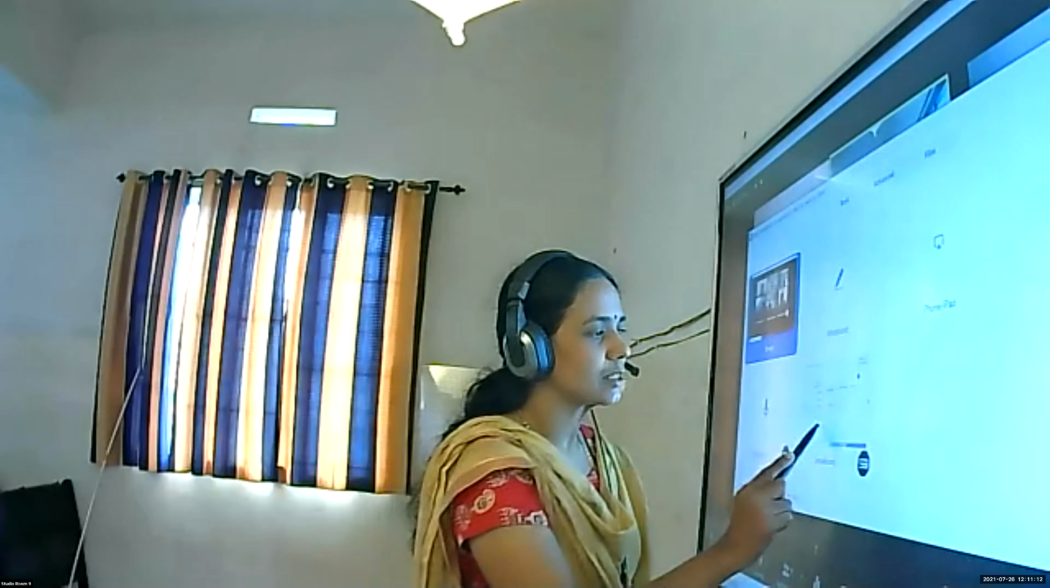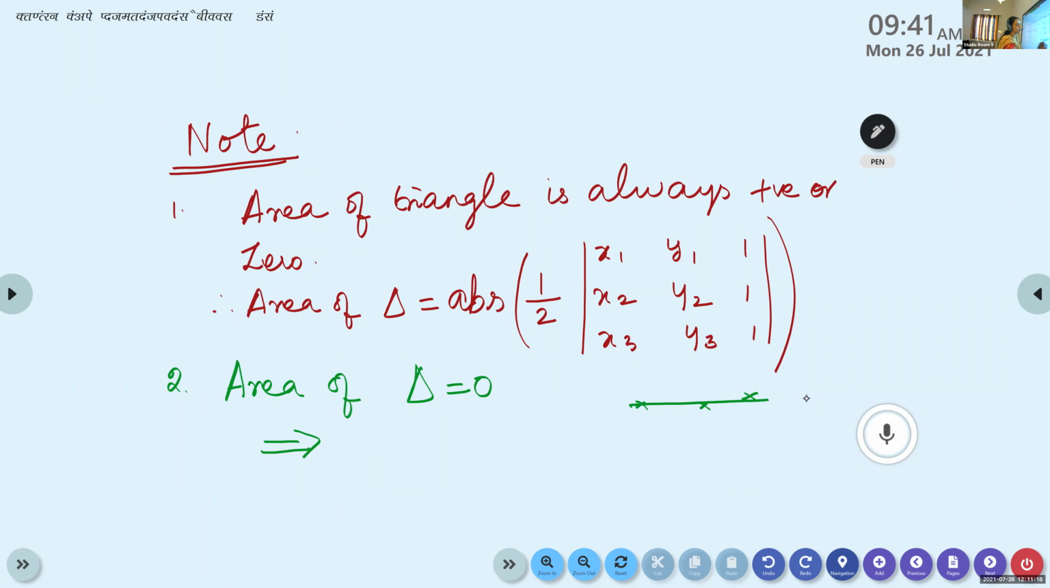If 3 points lie on a line, we have learned one term. Collinear. Collinear, very good. That means they lie on the same line. So if the 3 points lie on the same line, we will not be able to draw a triangle, isn't it? So area of the triangle is 0 means the given points are collinear. If the area of a triangle is 0, then the given points are collinear.